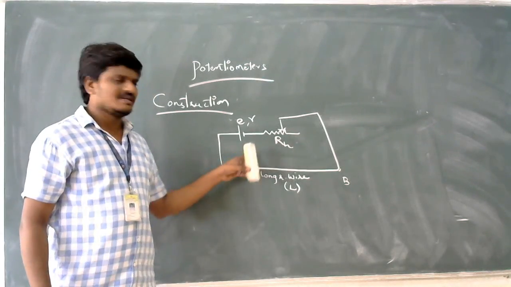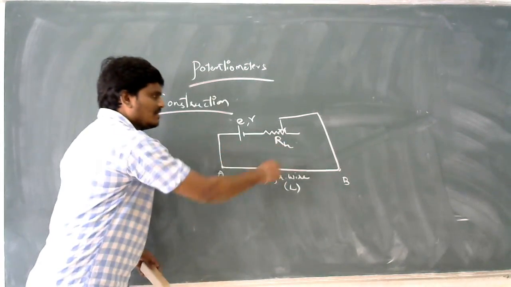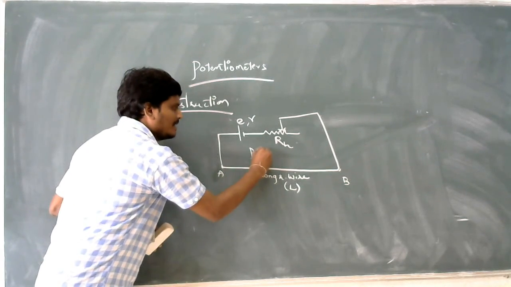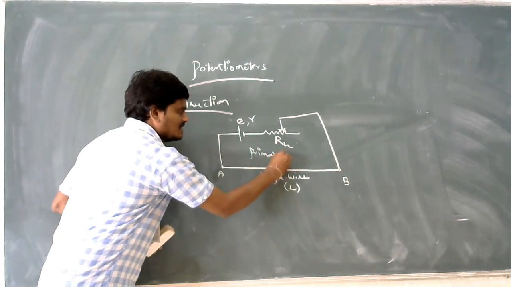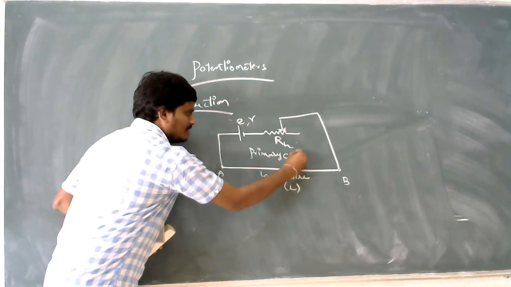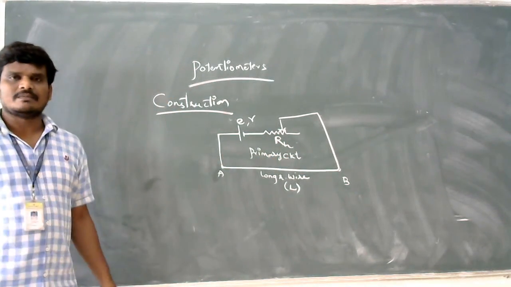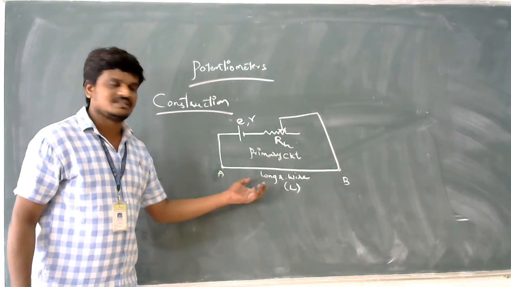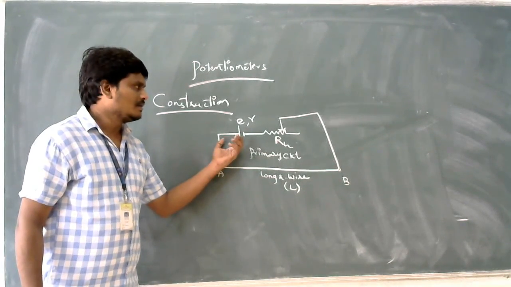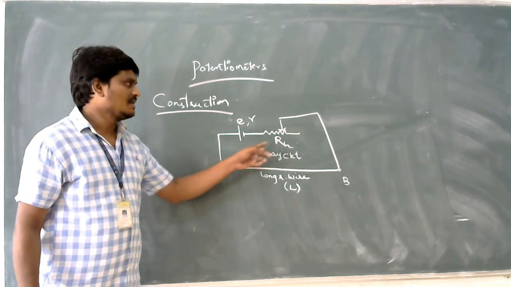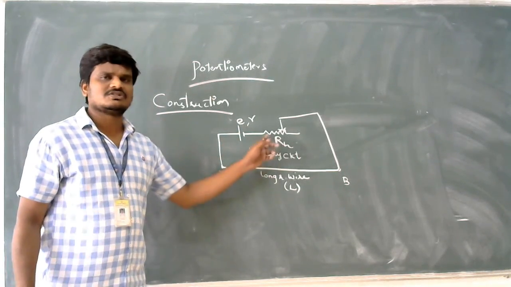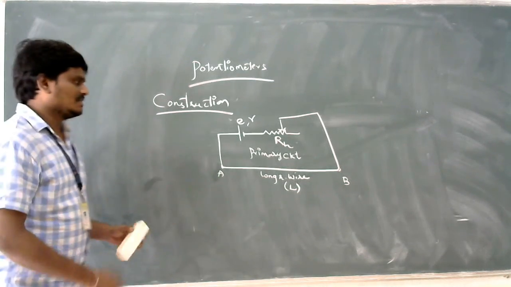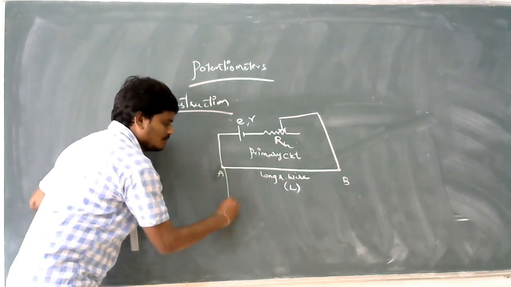These are the three basic components, and their combination is considered the primary circuit. The primary circuit is a combination of a long resistance wire, a battery whose EMF is to be measured, and a rheostat. A rheostat is nothing but a variable resistance.